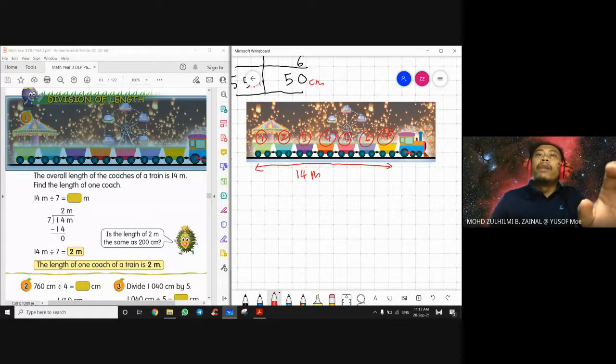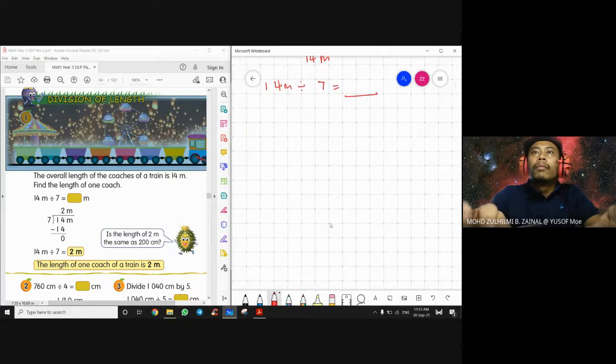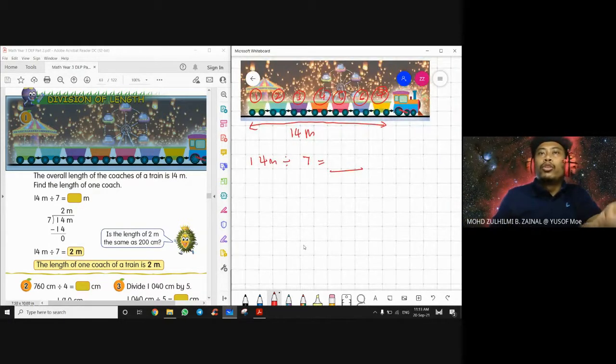So kamu kena divide. Okay, 14 meters divide by 7. Oh, very easy. 14 divide by 7. So what should you do? 14 buatlah bentuk lazim dia. Okay, buat long division. Kita tak nak buat benda lain, kita buat long division je. So 14 meters divide by 7.